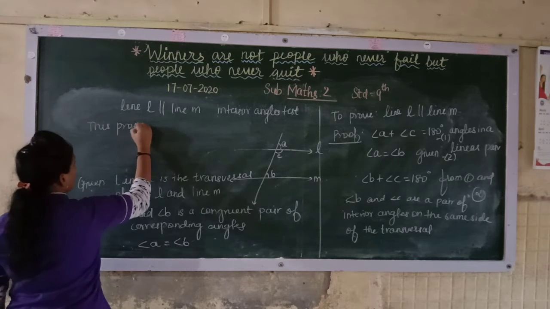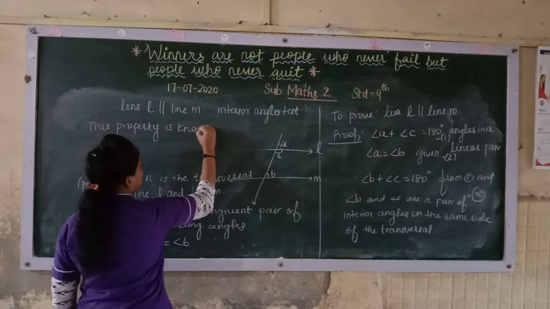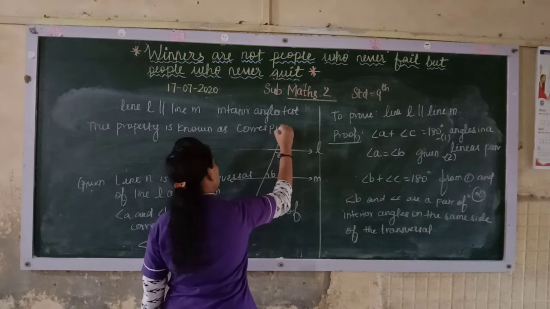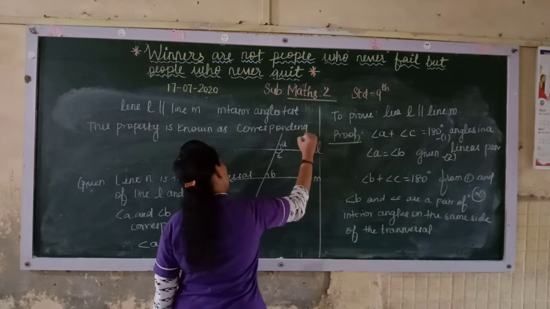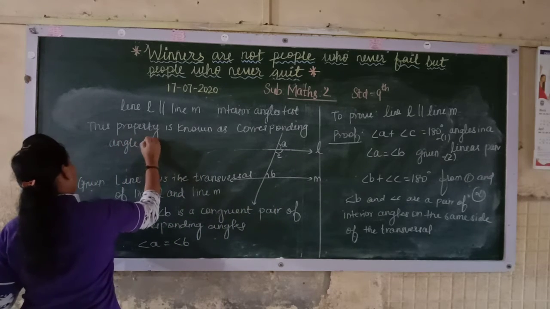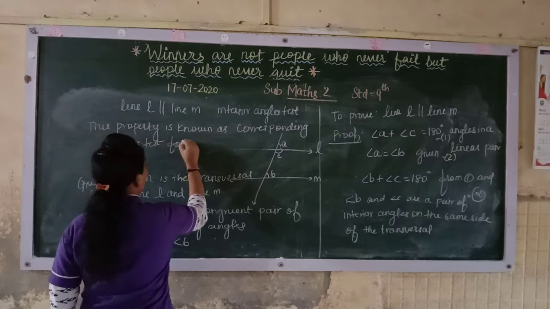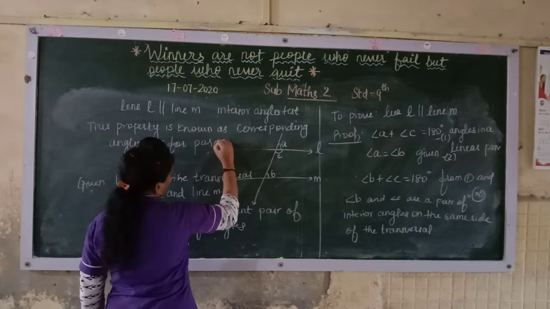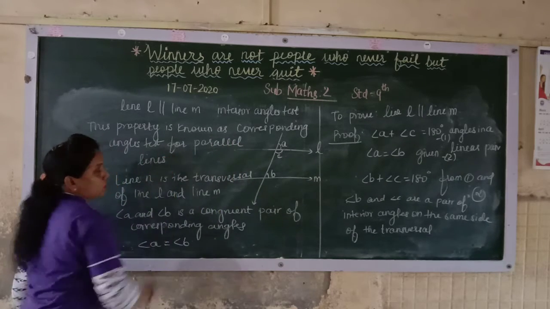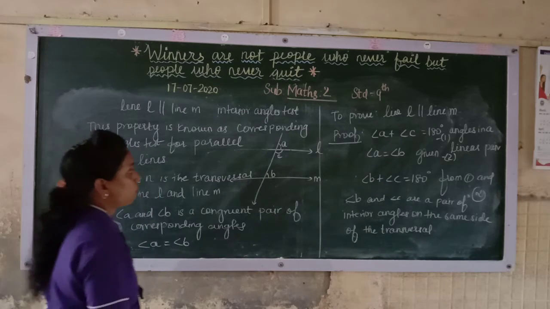And this property is known as corresponding angle test for parallel lines. So both the theorems, if you see, it is easy. You can try this at home.